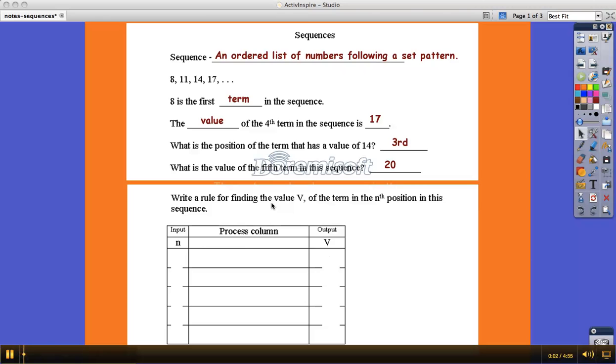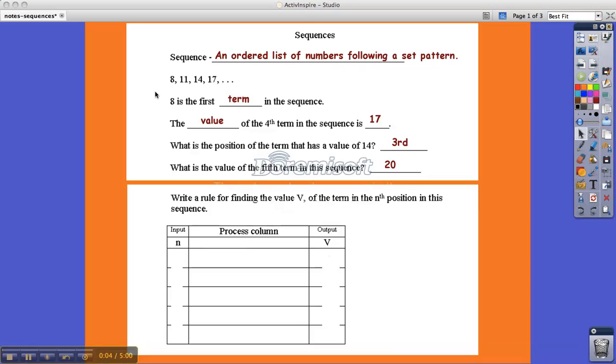Hello. So we just finished talking about how our sequence vocabulary works, and we're going to go ahead and actually write a rule or an equation to get from the position number, our input, into the output, the value. So those are the vocabulary words we just talked about. So we are going to go ahead and plug this information into our table.